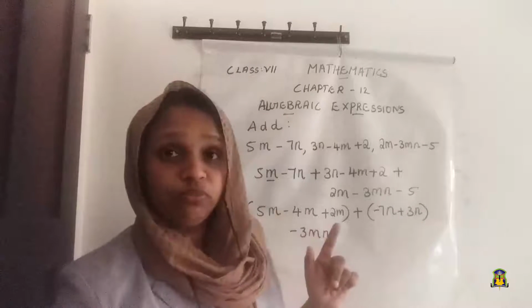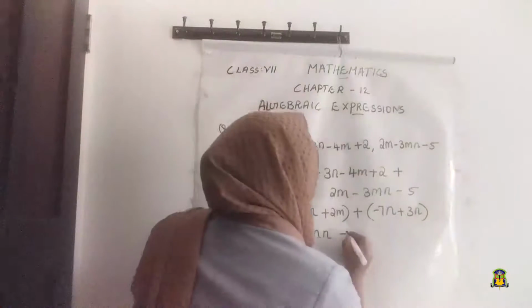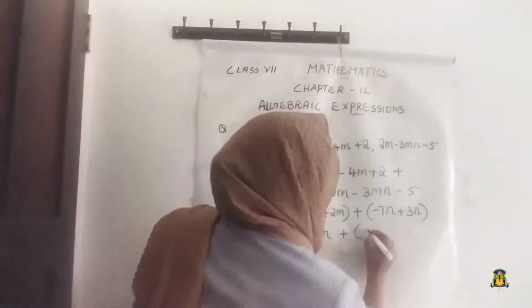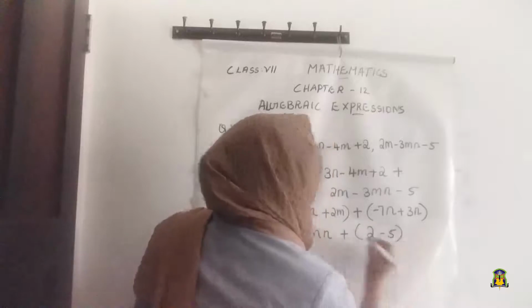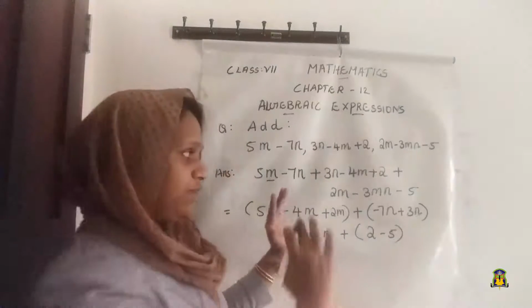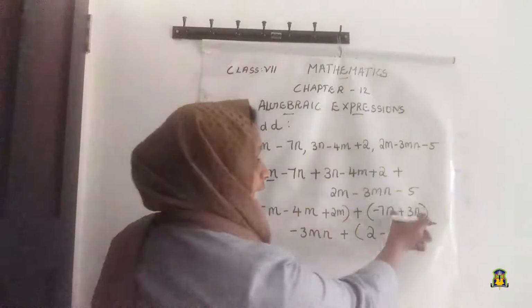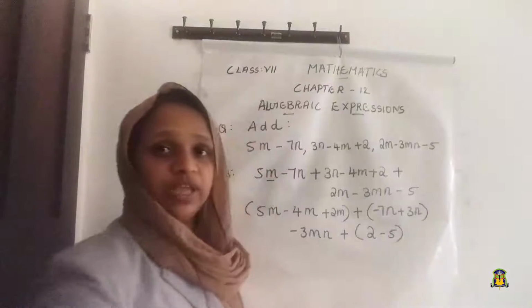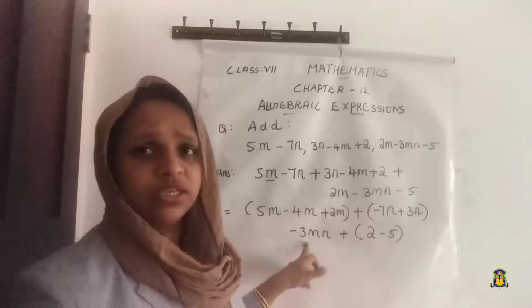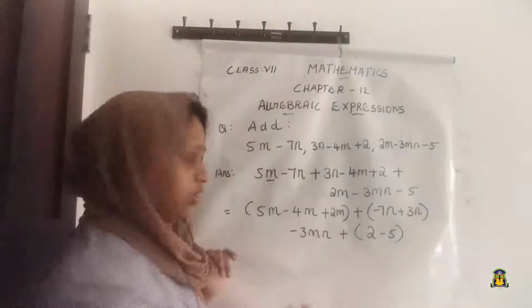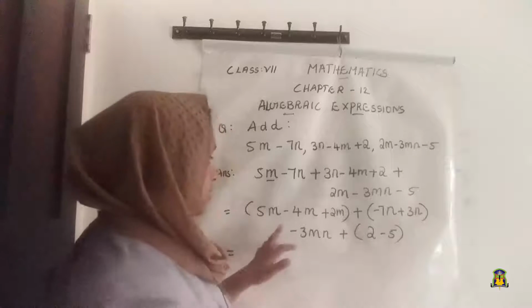Next we want to club the constant terms, so we enclose them in a bracket. Which are the constant terms here? Yes, 2 minus 5. So this way we club the like terms. M terms we club together. N terms again we enclose in another bracket. Next, 3mn is alone, so we write it as it is. Then the constant terms.